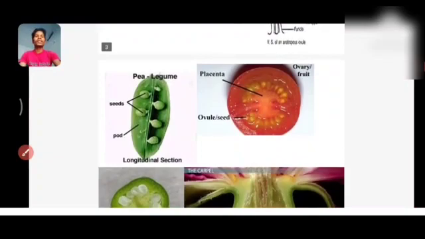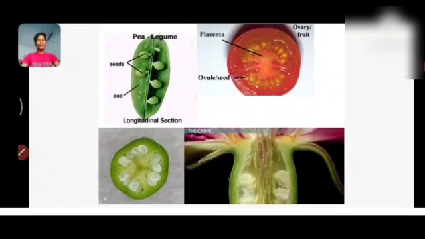Here we are seeing the ovules inside the ovary of a tomato. The placenta is in the middle. The placenta provides nutrition to the ovules.